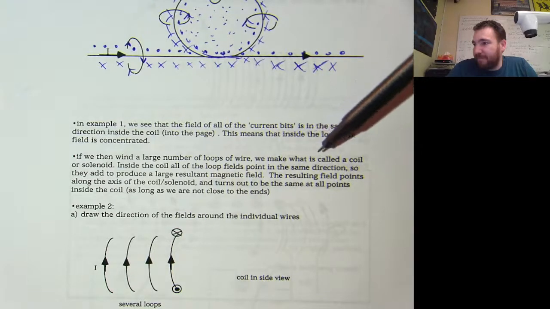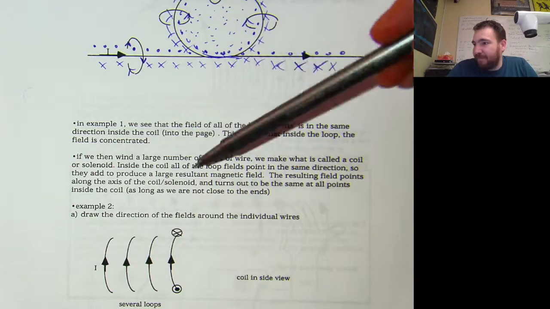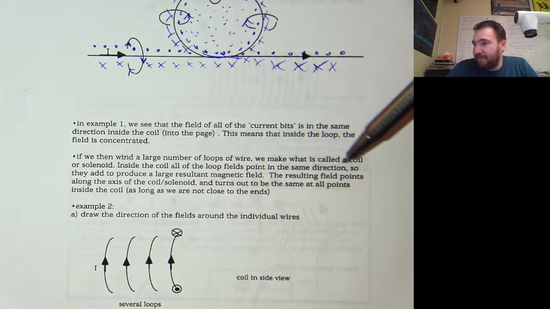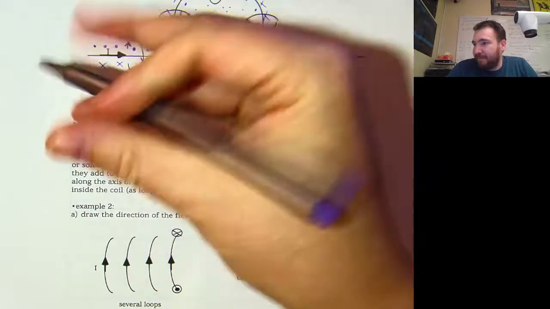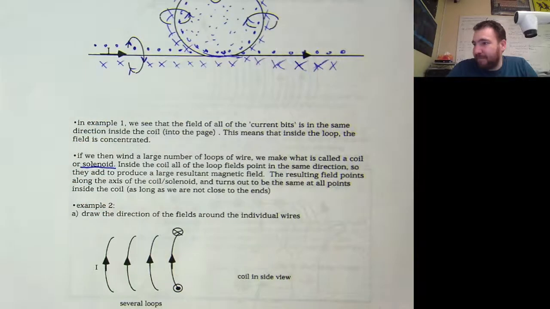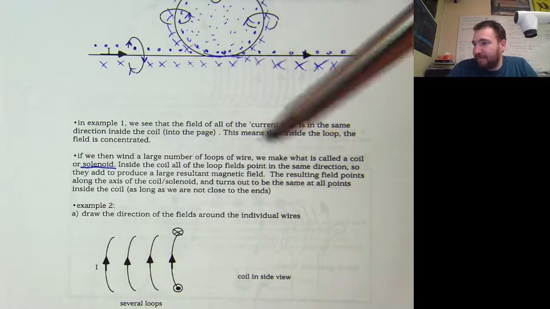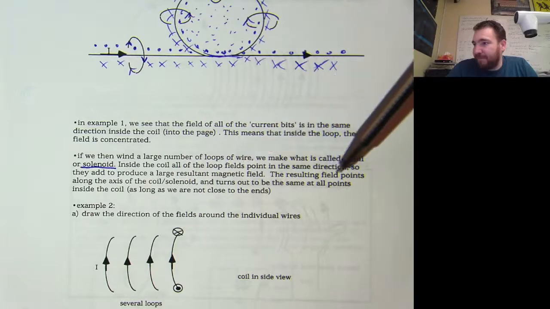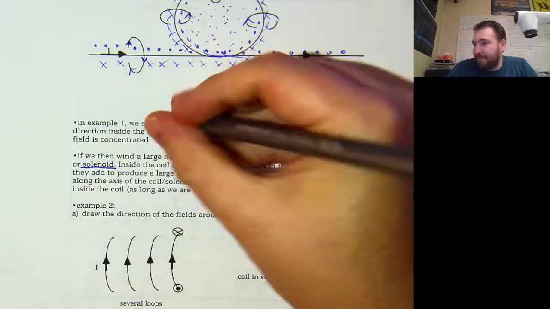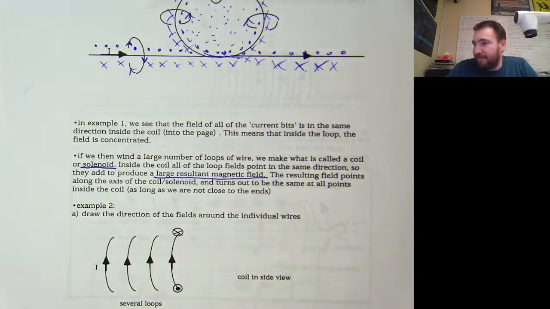This means that inside the loop, we're concentrating the field, like I've already said. We wind a large number of these loops in a wire. What we can make is a coil, or a solenoid is the technical term for these things. Inside the coil, all the loop fields point in the same direction, so they add, creating a large resultant magnetic field. You can take a relatively small current and make a massive, relatively speaking, magnetic field simply by coiling the wire on itself, summing up all of the individual magnetic components.